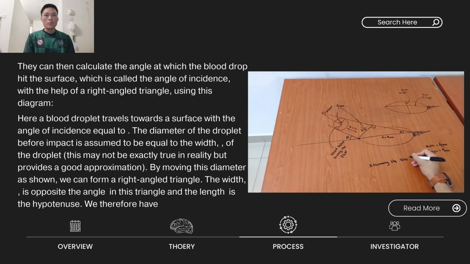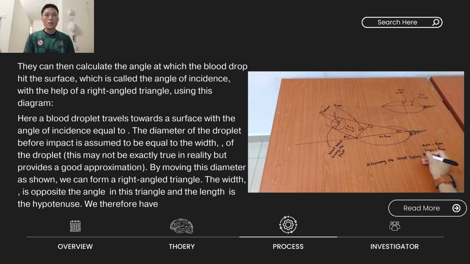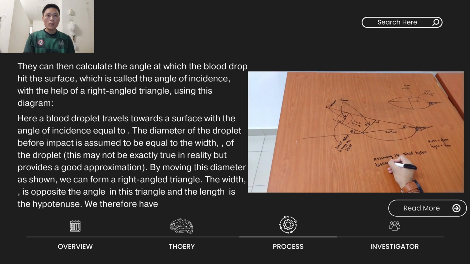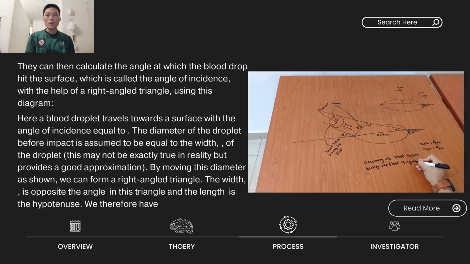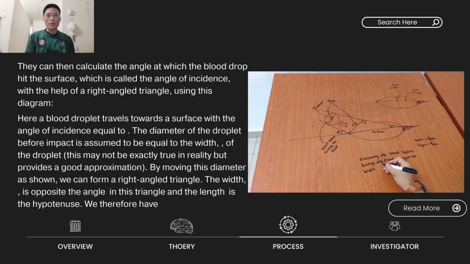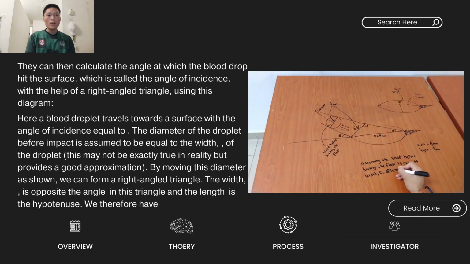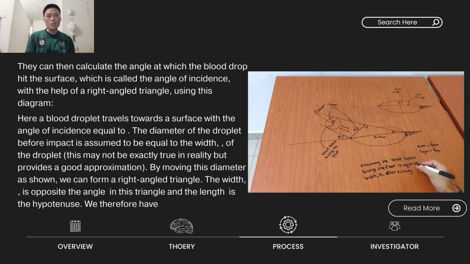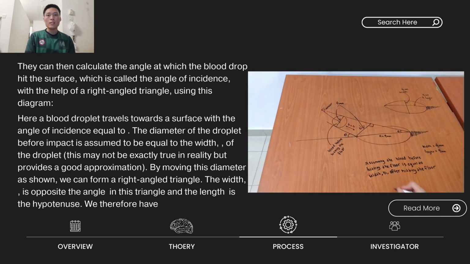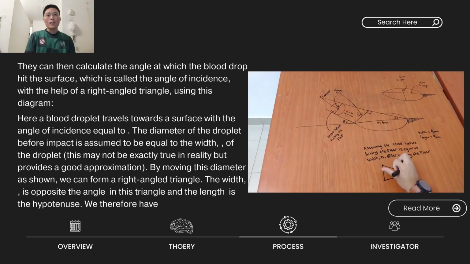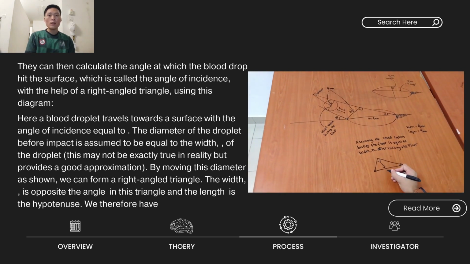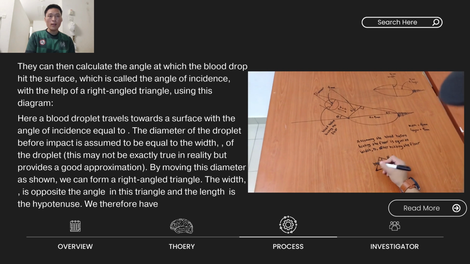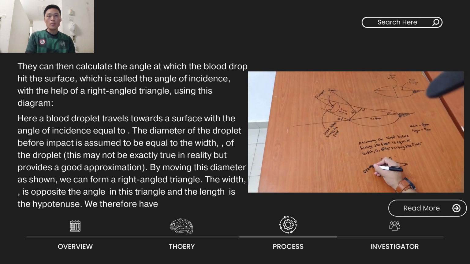Here a blood droplet travels toward a surface with an angle of incidence equal to theta. The diameter of the droplet before impact is assumed to be equal to the width B of the droplet. This may not be exactly true in reality, but provides a good approximation. By moving this diameter as shown, we can form a right angle triangle. The width B is opposite the angle theta in this triangle, and the length A is the hypotenuse.